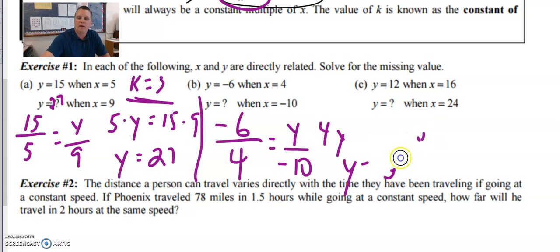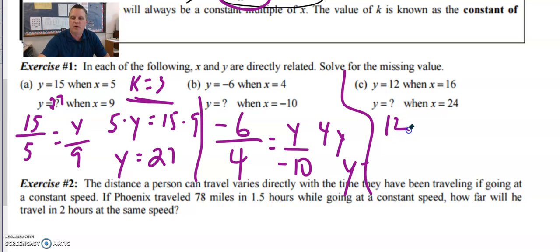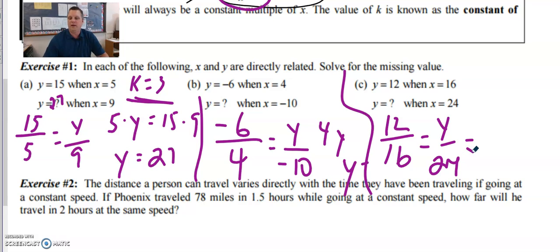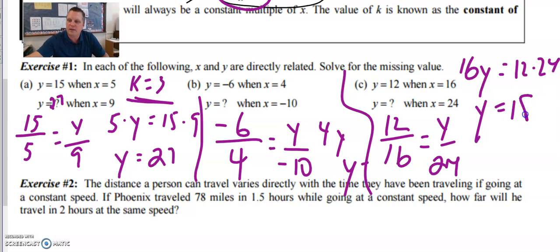And then in the last one, you have 12 over 16 equals y over 24. And again, if you need to use your calculator, by all means, of course, use your calculator. So we have 16y equals 12 times 24. Divide both sides by 16, and your y is 18. And then you can always put them back in to check: 12 over 16 equals 18 over 24. Cross multiply or get the constant of variation.